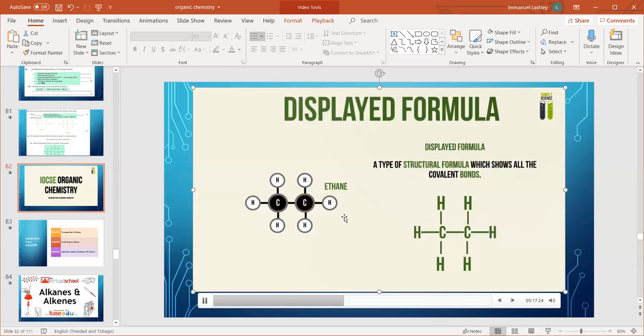Okay, now let's look at the easiest formula, which is the displayed formula. It is basically the structural formula, but it shows all of the covalent bonds and the arrangements of the bonds surrounding each of the carbon atoms. Okay, so those are basically the three main formulae you can use to describe any organic compound.